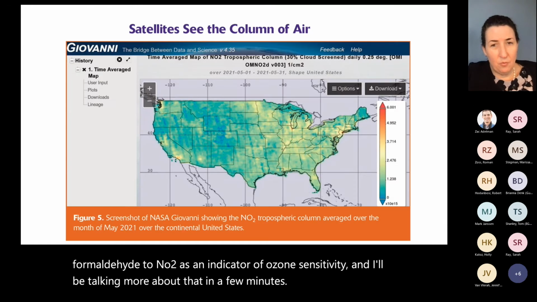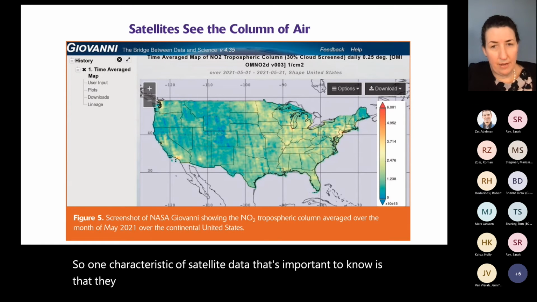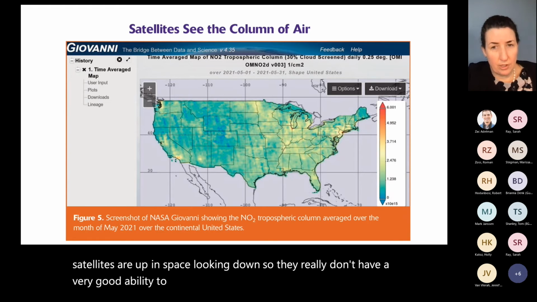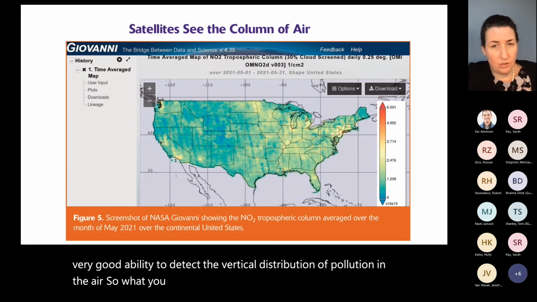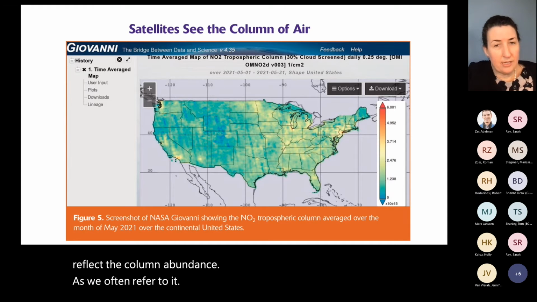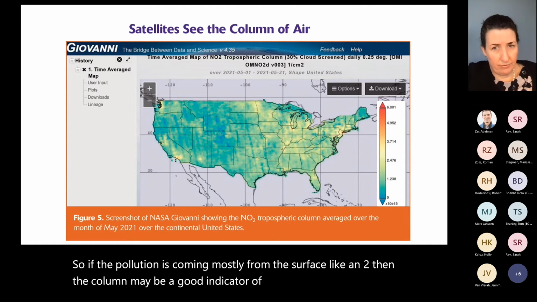One characteristic of satellite data that's important to know is that they really see the column of air from the surface up. These satellites are up in space looking down, so they really don't have a very good ability to detect the vertical distribution of pollution in the air. So what you see tend to be two-dimensional images that reflect the column abundance, as we often refer to it. If the pollution is coming mostly from the surface, like NO2, then the column may be a good indicator of what's happening at the surface.